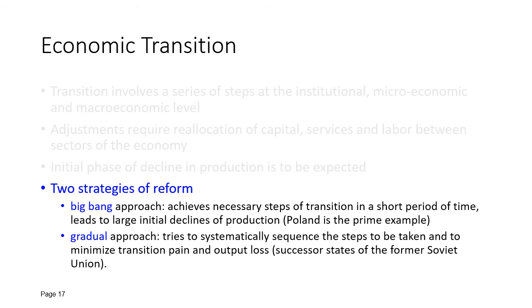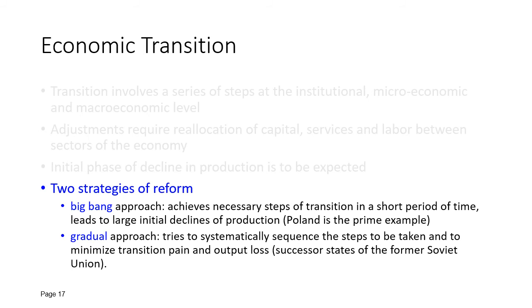It's exactly what it says. Big Bang approach, you're trying to implement all the steps of your transitions in a very short period of time. You're trying to do everything basically almost at once. So if you're going to do that, you're going to expect that your production is going to decrease quite a bit. And Poland is quite an example for this. So you look at Poland's type of approach in terms of having the economic transitions that would best fit the Big Bang approach.